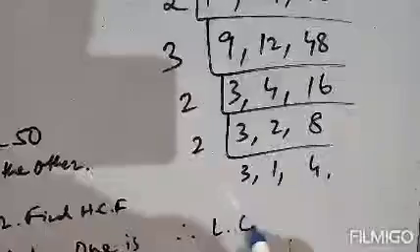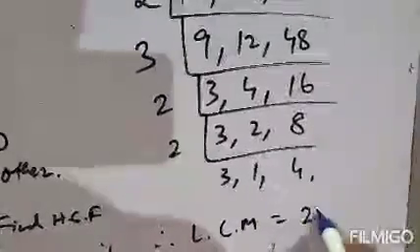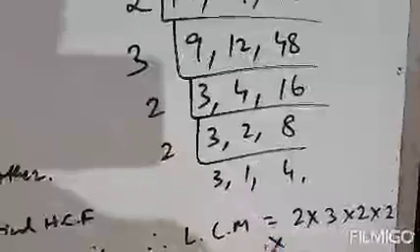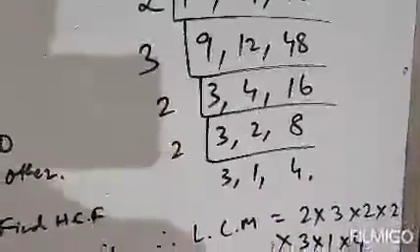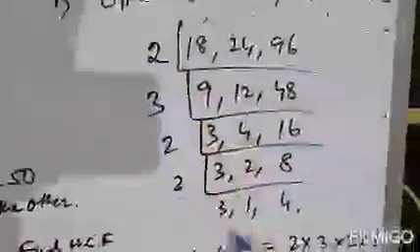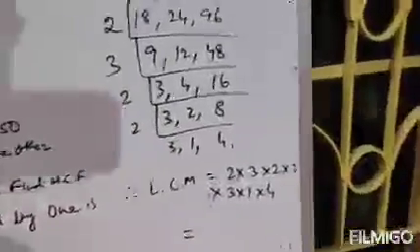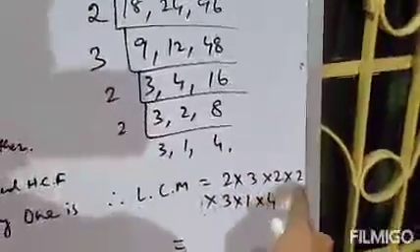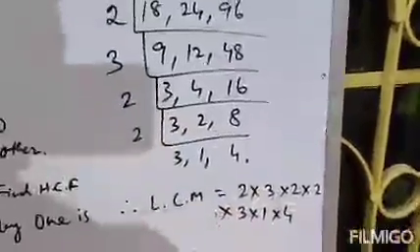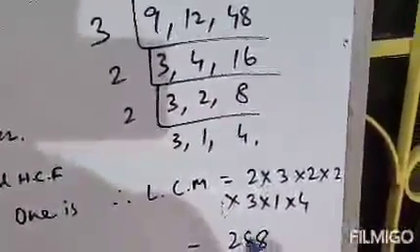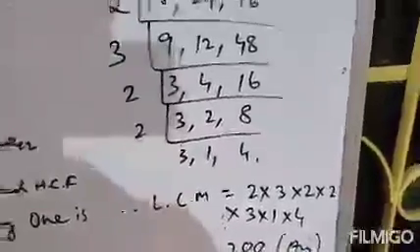So your LCM will be 2 into 3 into 2 into 2 into 3 into 1 into 4. We will take all these numbers. So LCM is 2 3s are 6, 6 2s are 12, 12 2s are 24, 24 3s are 72, and 72 4s are, 4 2s are 8, 4 7s are 28, so 288. So the answer is 288. This is your common division method.